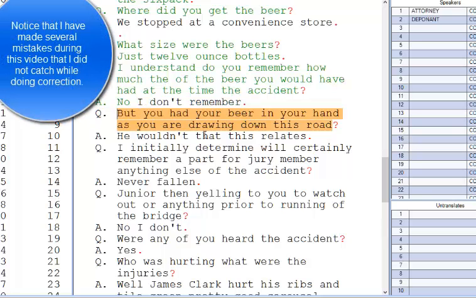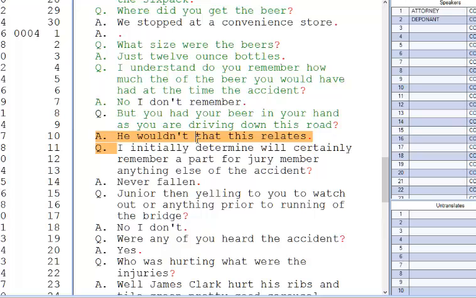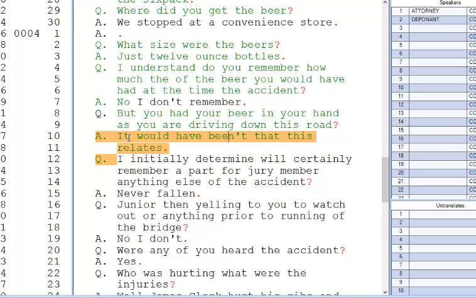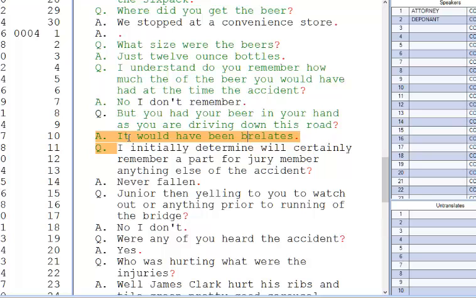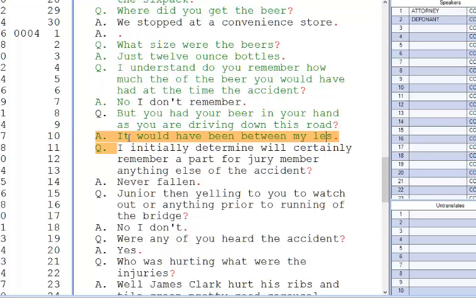You were driving down this road. As you notice, I'm only changing the things that are wrong. Keep up. I'm using anything that's already there. It would have been between my legs.